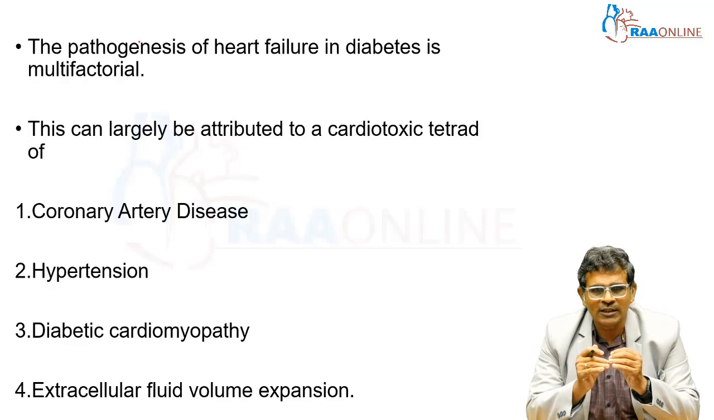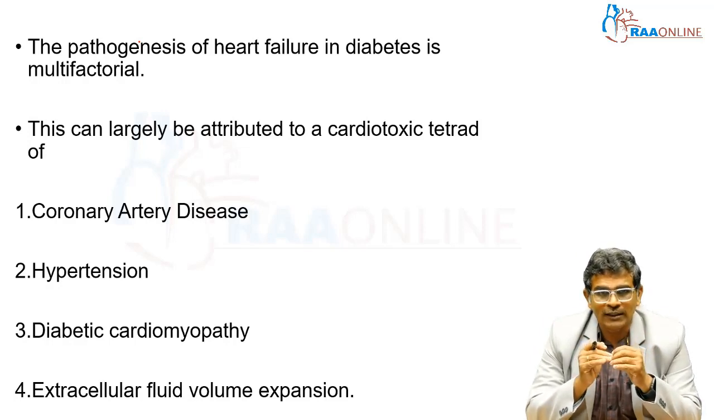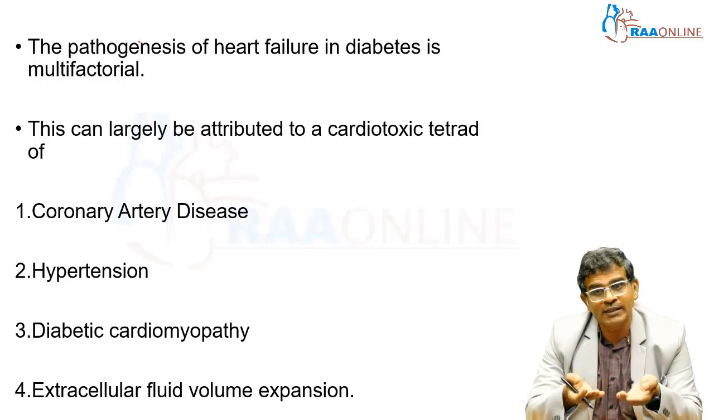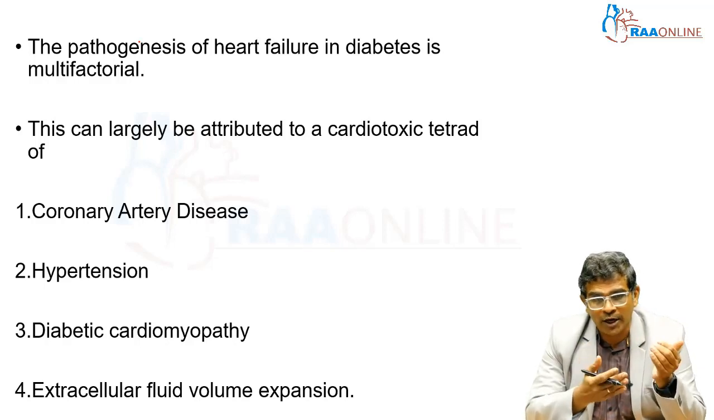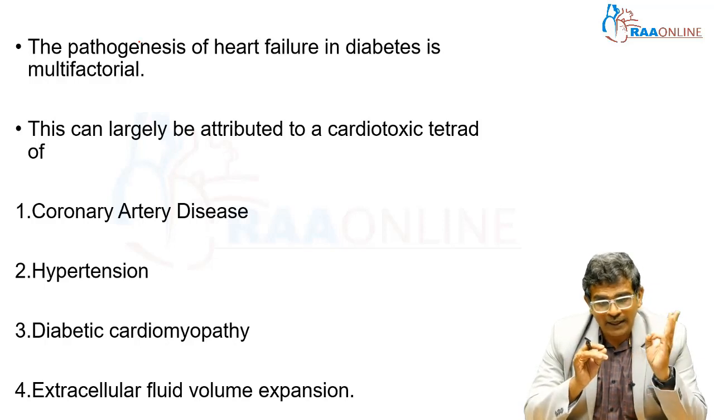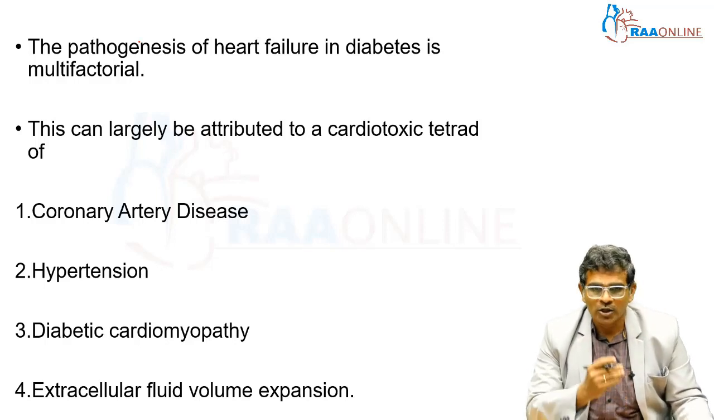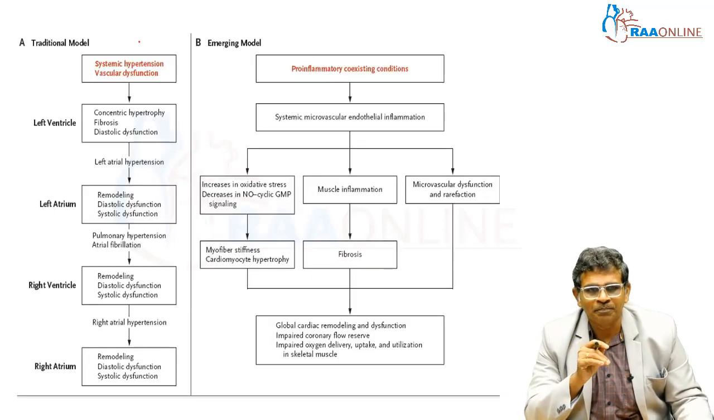The pathogenesis of heart failure in diabetes is multifactorial. Independently, CAD and hypertension can contribute significantly, but in the presence of diabetes, the cardiotoxic tetrad consists of CAD, hypertension, diabetic cardiomyopathy, and extracellular fluid volume expansion. So these are the four factors which contribute to heart failure in the presence of diabetes.